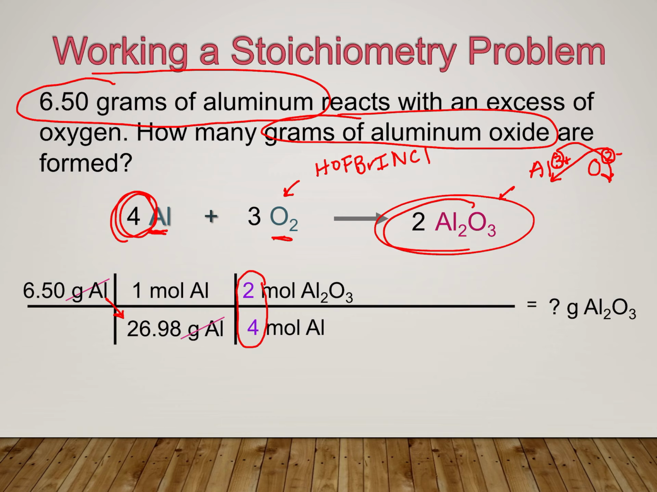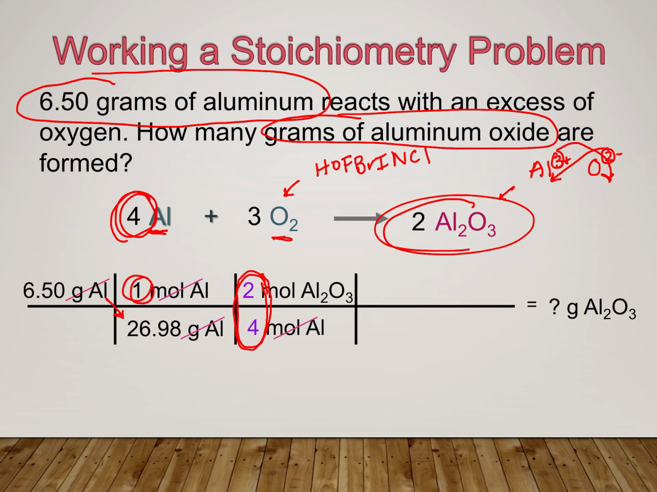For every 4 moles of aluminum that react, 2 moles of aluminum oxide are formed. This is the only time that you're going to use a number other than 1 in front of the word mole. Whenever we use molar mass, it's always going to be 1 mole, but here, this mole ratio is always going to be the numbers from the balanced chemical equation. So then our moles of aluminum cancel out, and we're left with moles of aluminum oxide.